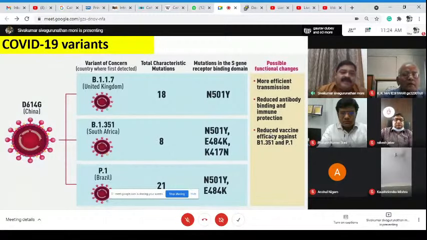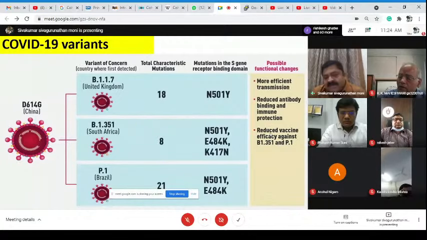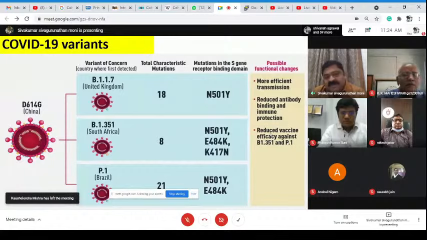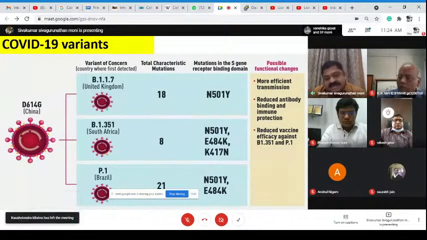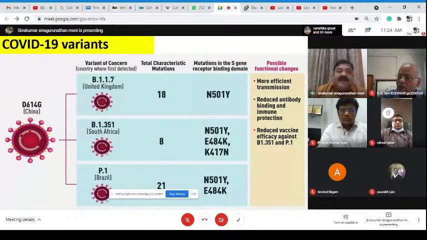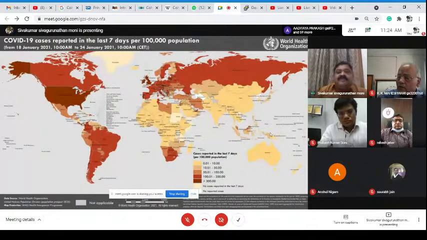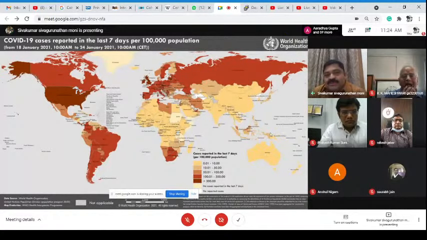Here you can see these variants: B.1.1.7 and B.1.351 in South Africa, B.1.1.7 in the UK, and P.1 in Brazil. These are the strain names. And these variants are now starting to spread across the world. This is the WHO data, and if you look at it, you can see that most of the Western countries have been seriously infected, with spread by epidemic.